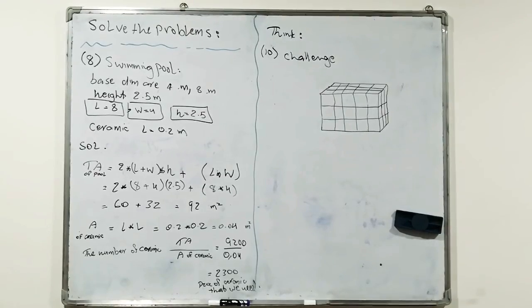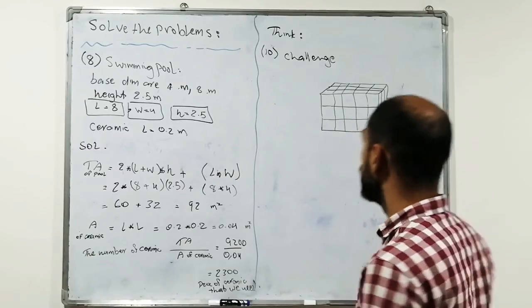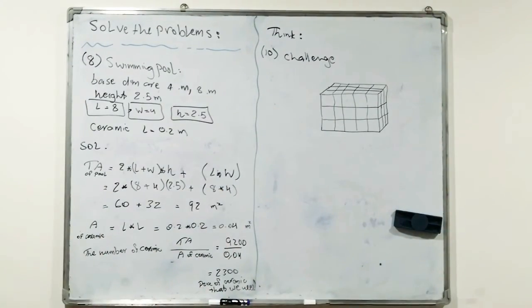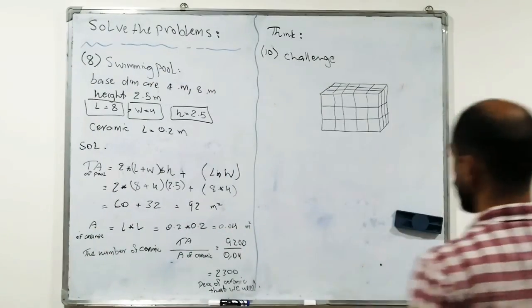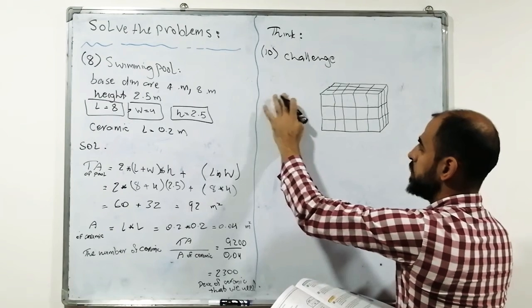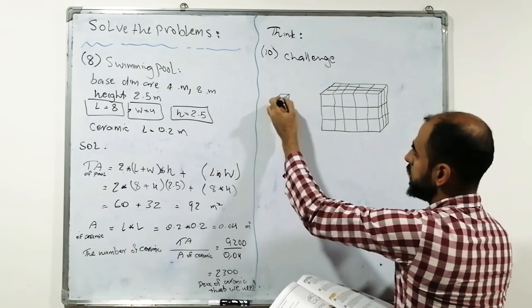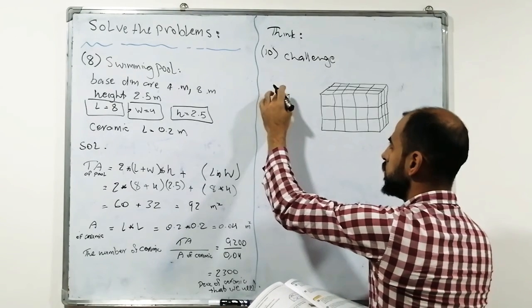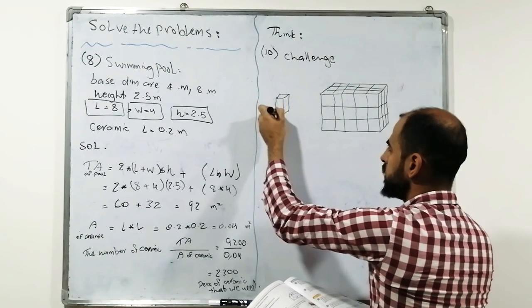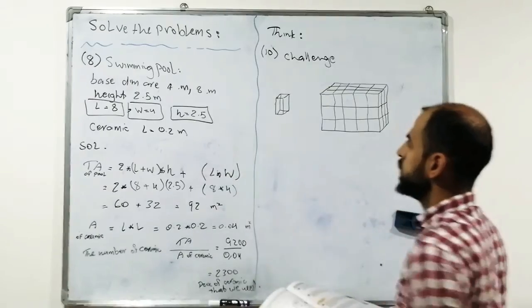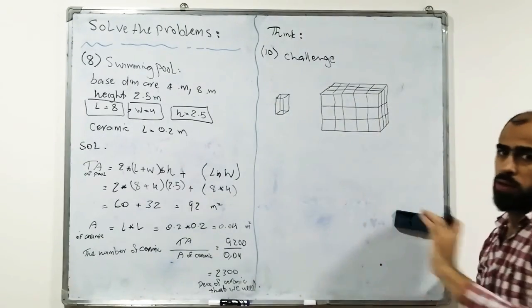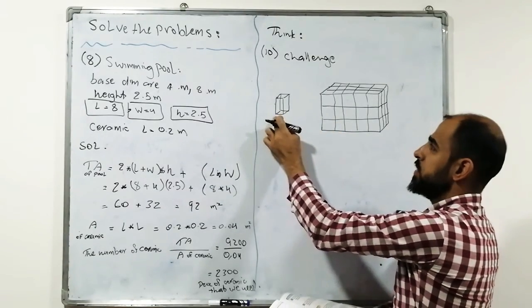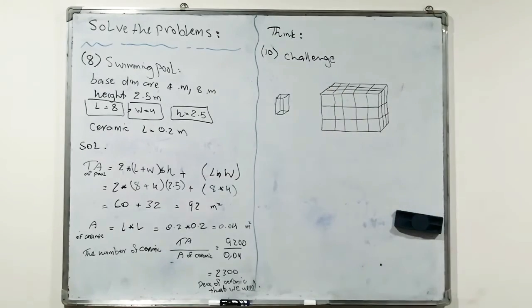The next part of this question, which is Think, we have question number 10, Challenge. I'll read the question. We have 45 parallelepiped wooden pieces placed together side by side. Each parallelepiped has a square base. Each one of these pieces of parallelepiped is placed together, and we get this shape. 45 of these pieces placed together, then we get this shape.